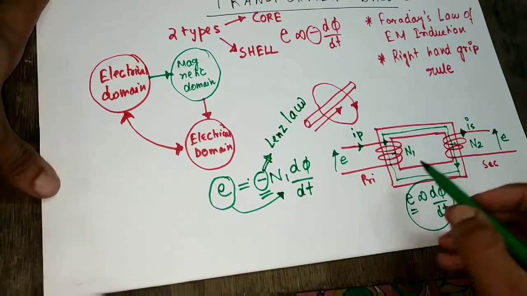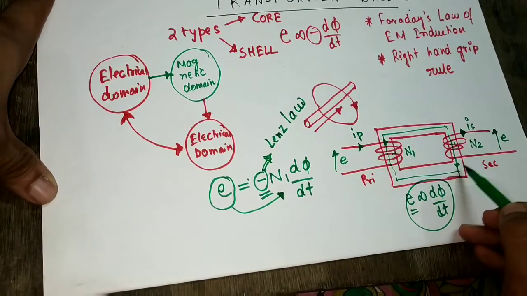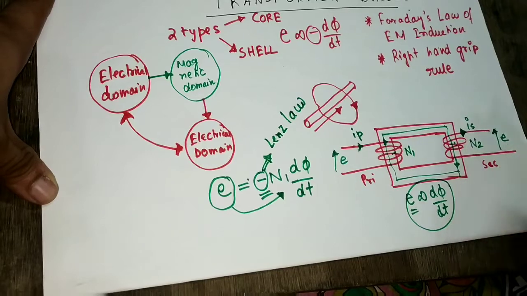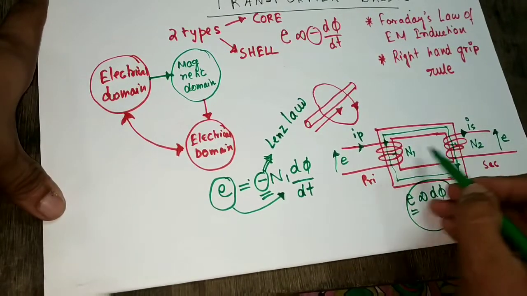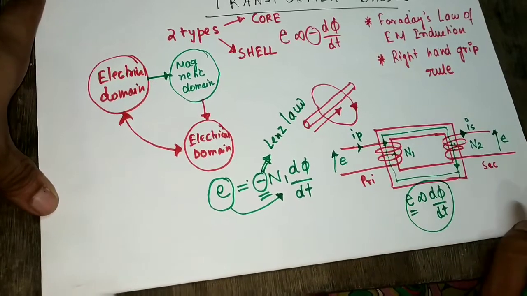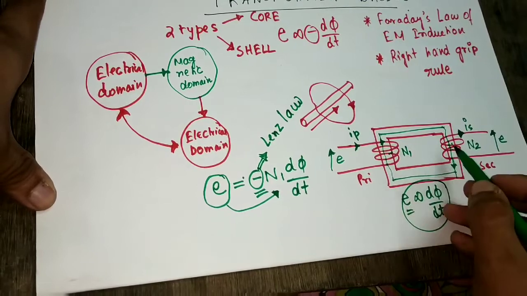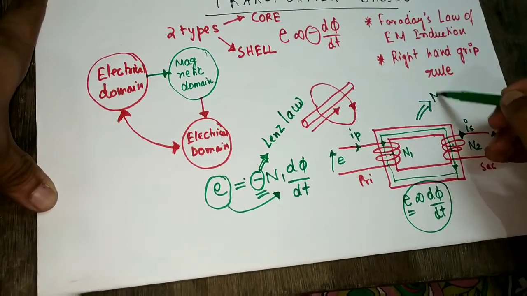So we can see that the flux is flowing through the core and linking the secondary, and there is a current flow in the secondary. You can see that these two windings are not electrically connected in an ideal transformer. It is magnetically coupled. It is basically a magnetically coupled circuit.